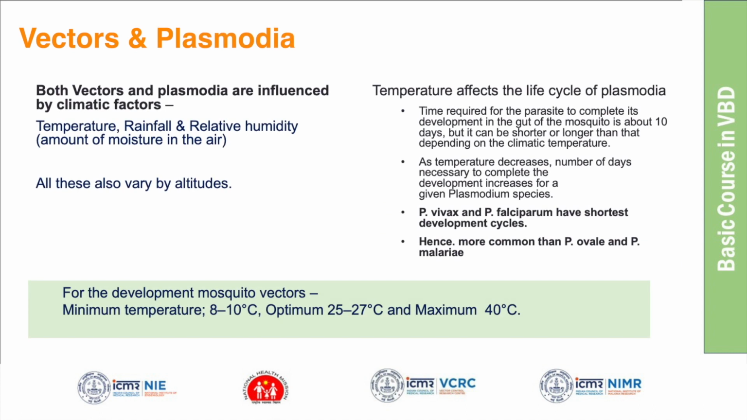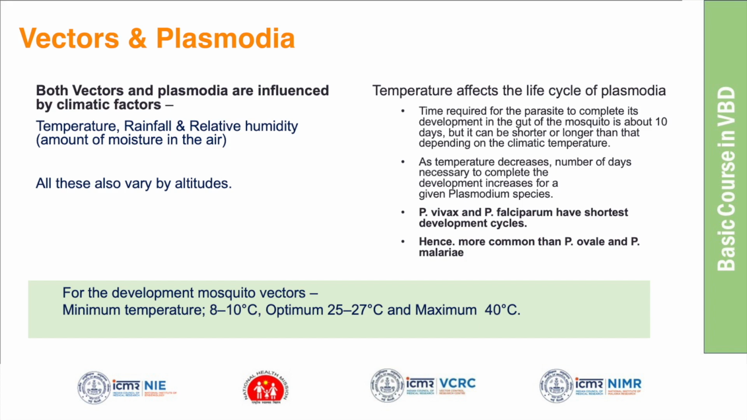So when we look at the vector and plasmodia, both are influenced by temperature, rainfall and relative humidity, and all these vary by altitude. If you go to a higher altitude, you'll find that these are not present there. The temperature, the number of days with high temperature and high humidity all influence Plasmodium vivax and Plasmodium falciparum. They have the shortest development cycles, and hence are more common than P. ovale and P. malariae, because temperature affects their life cycle.